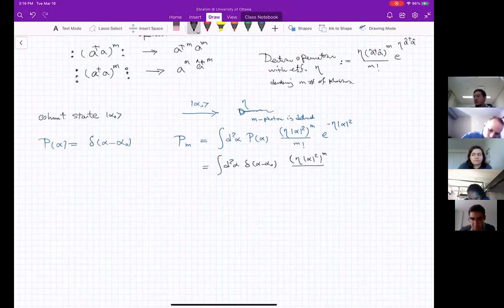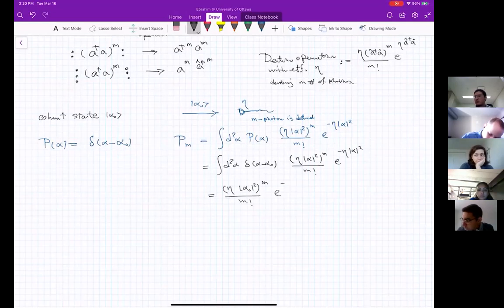Then we get e to the power of minus eta |alpha|^2, which consequently gives (eta |alpha 0|^2) to the power of m divided by m factorial, and then we do have e to the power of minus eta |alpha 0|^2. Good?